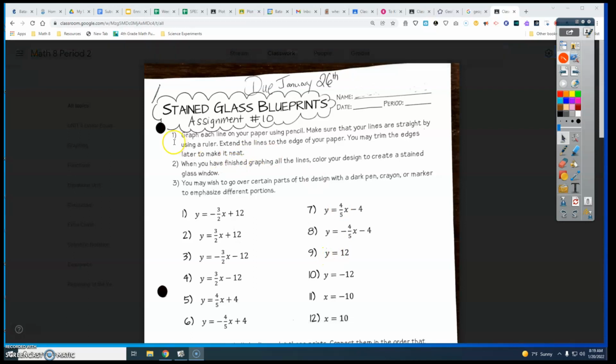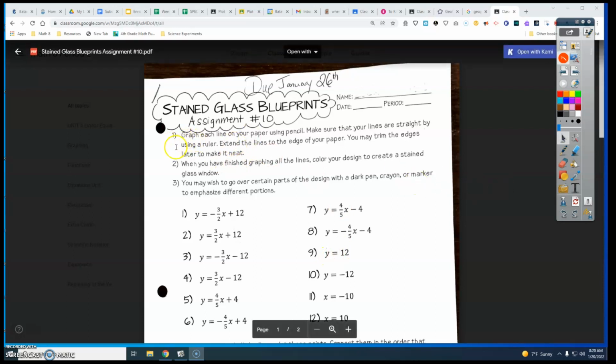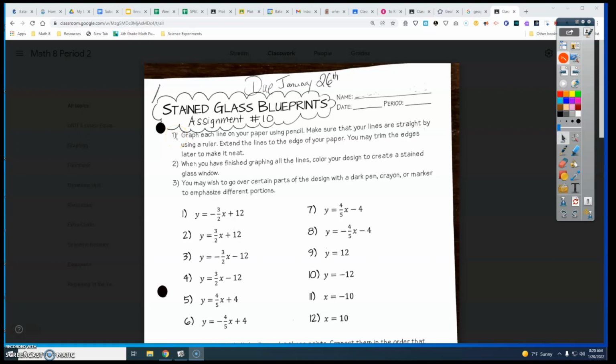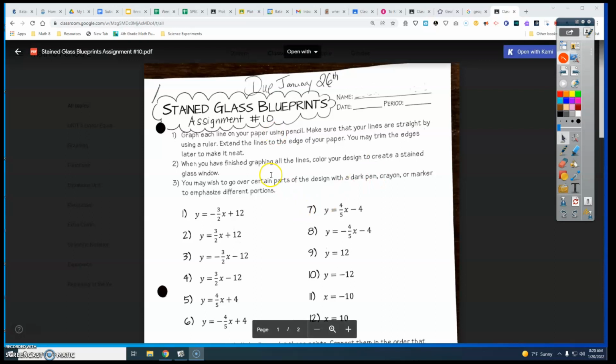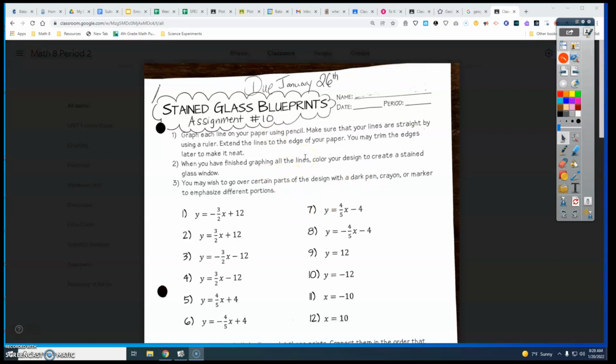The most important thing, as it says for number one, is to make sure you graph in pencil, because this is one of those assignments that's difficult, and it's going to be hard for you to not make a mistake. I've made mistakes when I've done this assignment, so please do it in pencil. The second thing, make sure you're coloring everything in, and you can color it your way, because it's going to look like stained glass. So use the colors, use your creativity, and go from there.